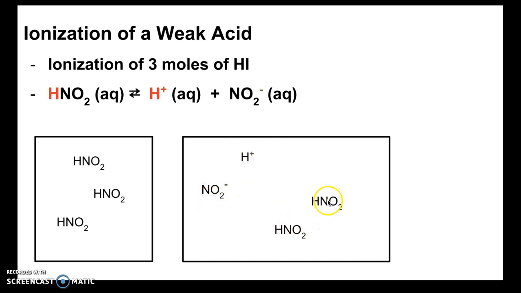And since it's a weak acid, this is nitrous acid, I'm only splitting up 1 of them and keeping 2 as whole molecules. So the main difference is when it's a strong acid, strong base, or a soluble salt, everything should be an ion, and when it's a weak acid, weak base, or an insoluble salt, some of it has to remain as a molecule.